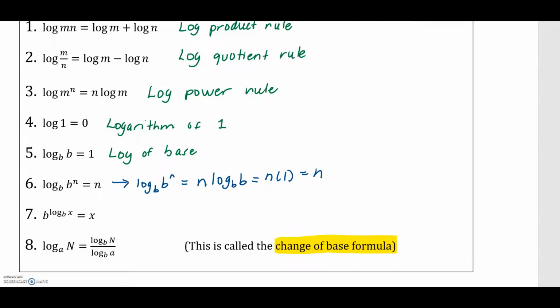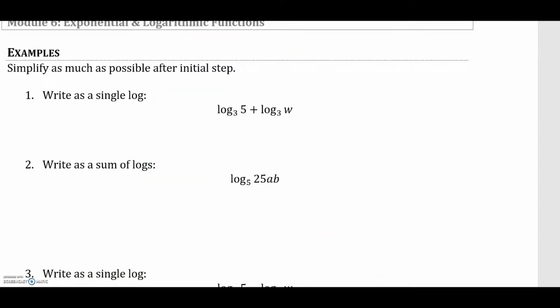Now that we've reviewed all the logarithm properties, we're going to go over some examples of how to simplify logarithmic expressions and also expand them out. So in these examples, we're going to simplify as much as possible after the initial step that is suggested. And give a final answer. So the first one, it says write as a single log. We have log of base 3 of 5 plus log of base 3 of w, and we want to combine it as a single log.